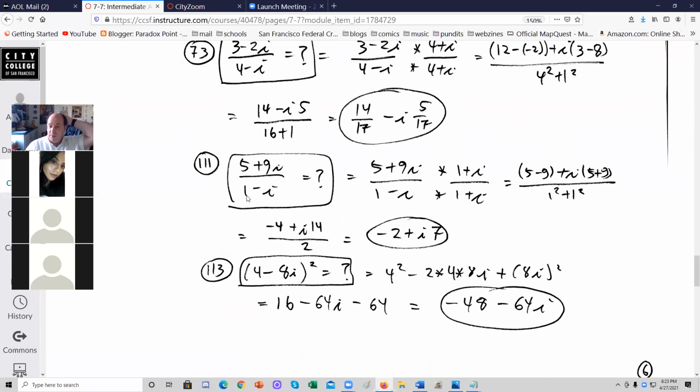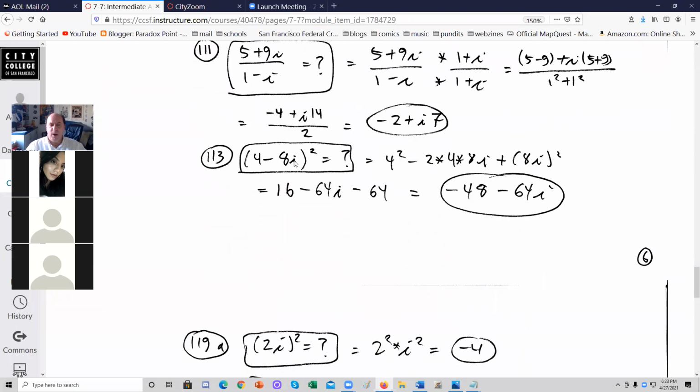5 plus 9i over 1 minus I. We'll multiply numerator and denominator by the conjugate, 1 plus I over 1 plus I. 5 times 1 is 5. 9i times I is a minus 9. 5 times I is 5i. 9i times 1 is 9i. 1 minus I times 1 plus I is 1 squared plus 1 squared. So this gets a negative 4 plus I times 14 all over 2. And after a bit of reducing, this is minus 2 plus I times 7.